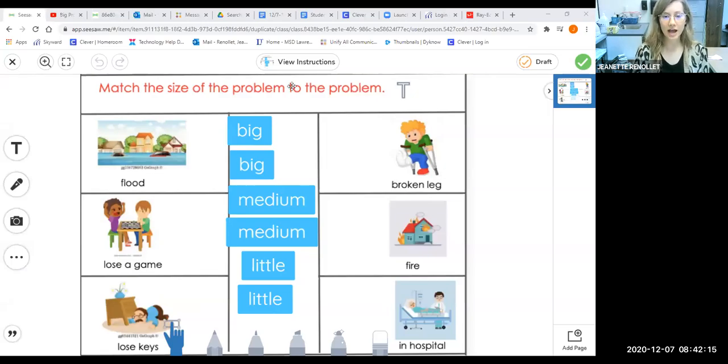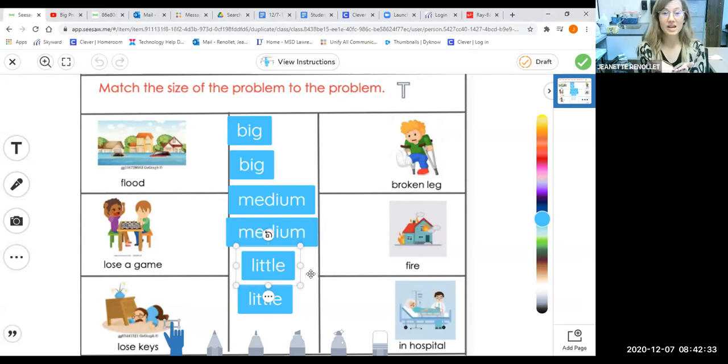On the first slide, we're going to match the size of a problem to examples of problems. So I see the word big, medium, and little. So part of growing up is figuring out when there's a problem. Is it a little problem that you can solve yourself? Is it a medium problem that you might need some help with? Or is it a big problem where you need an adult to help you?